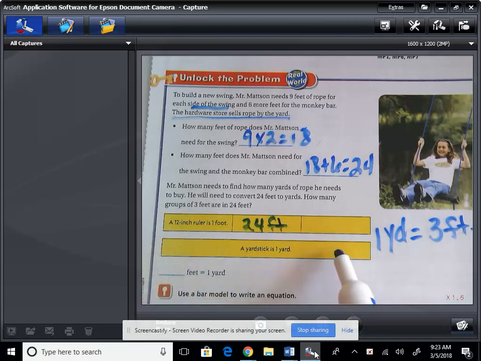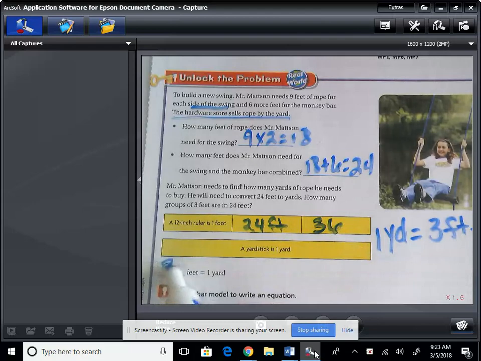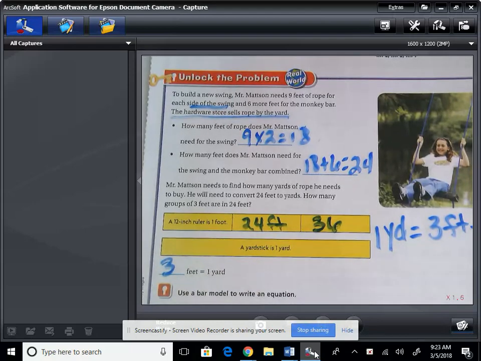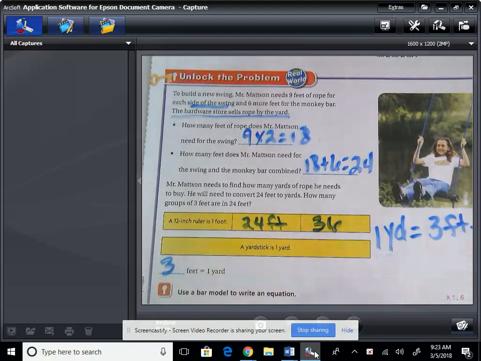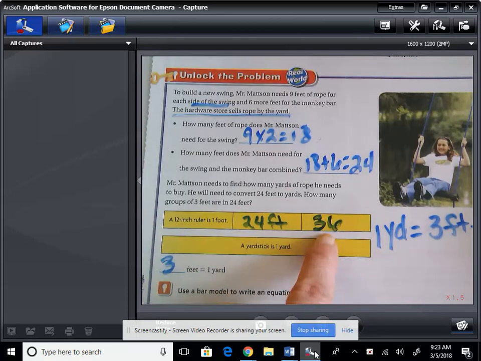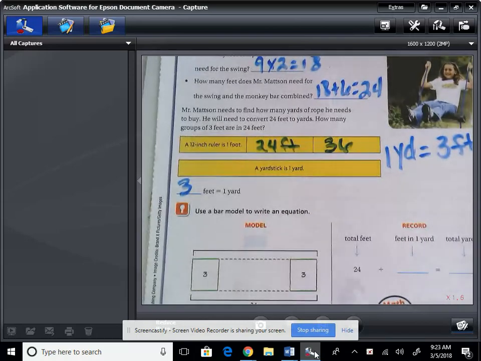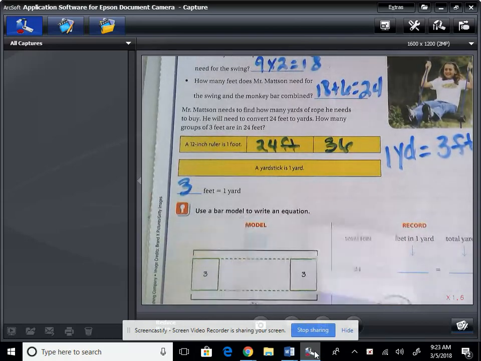So we're still not at a yard. So how many feet equal 1 yard? Well, we know, they're still figuring that out. So another one would be 36. So 3 feet equals 1 yard because there's 12 inches in a foot, 24 is in another foot, and 36 is in the last foot. So use the bar model.